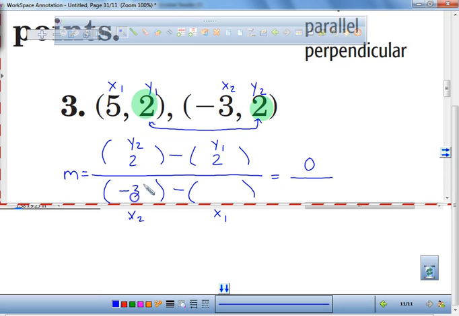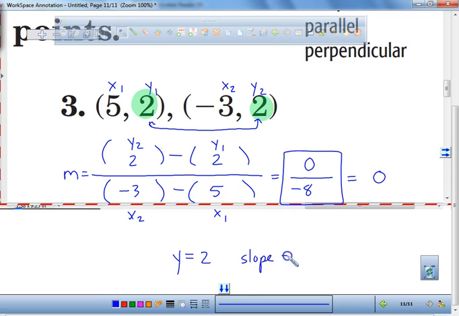Okay, well, we have to check these out. x2 is a -3, x1 is a 5, -3 minus 5 is a -8. But if you take that and put it in the calculator, you're still going to get 0. So this is a horizontal line. The equation of this line, what is my y value always going to be equal to on this line? Just a 2. What is your slope? Your slope is equal to 0. The equation of your line is y equals 2, but your slope is 0.